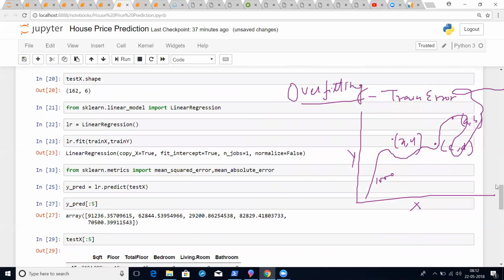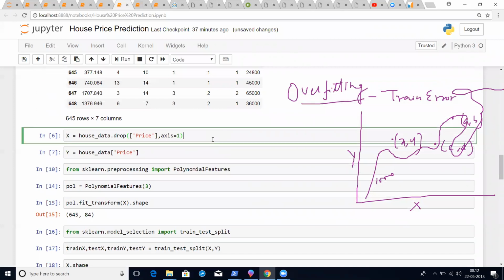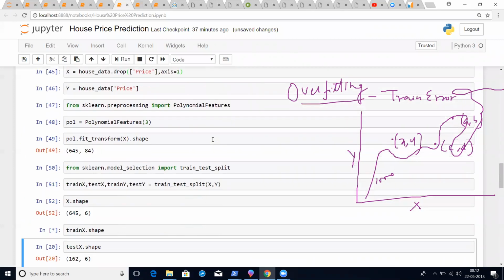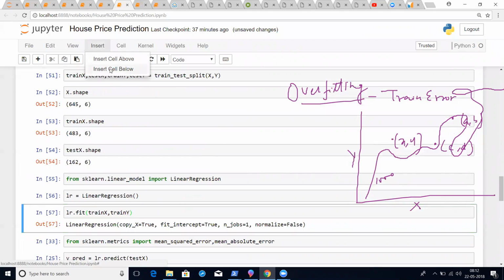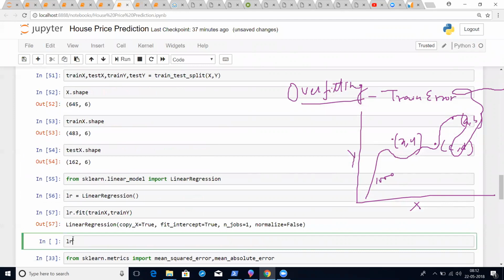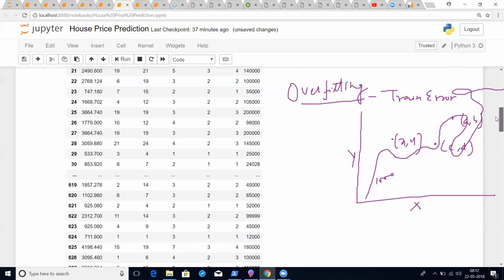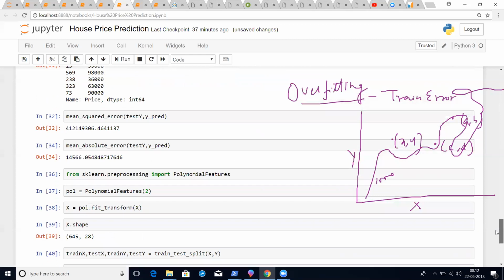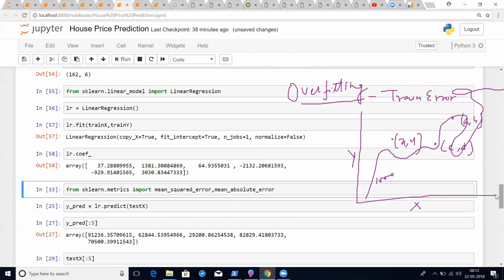I might have to execute things from here. After this fit is done, insert below. You want to see how many coefficients there will be, guys? How many columns were there? I think 6 columns. Except price, 1, 2, 3, yes, 6 columns. So how many coefficients will there be? 6 coefficients, because you are trying to find one for each column: 1, 2, 3, 4, 5, 6.